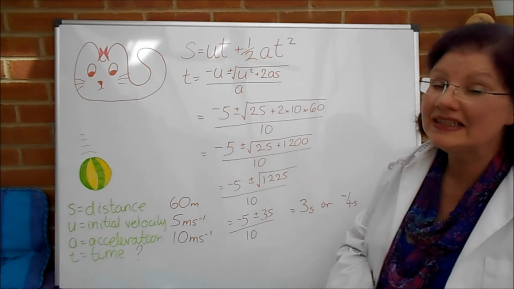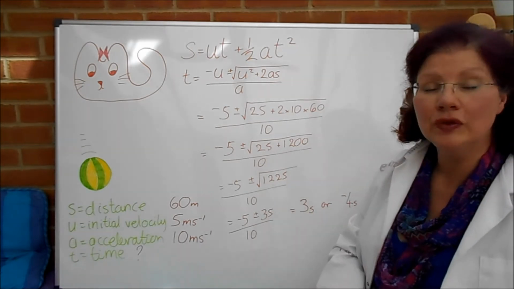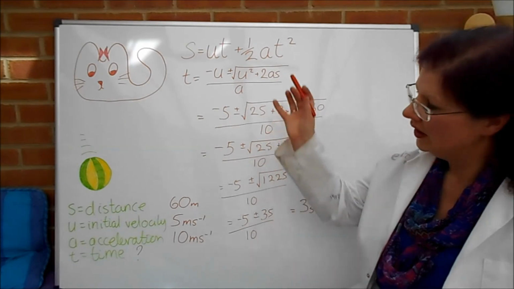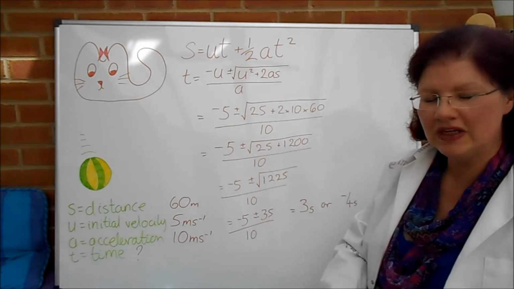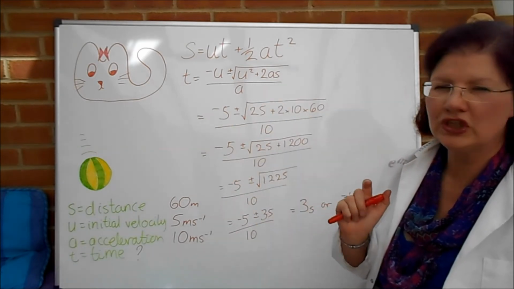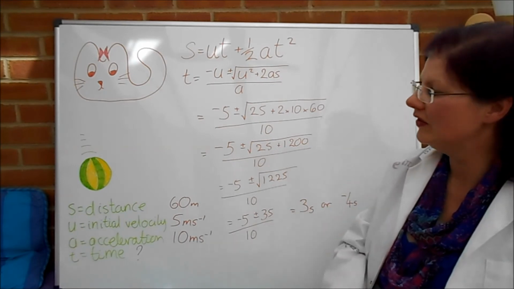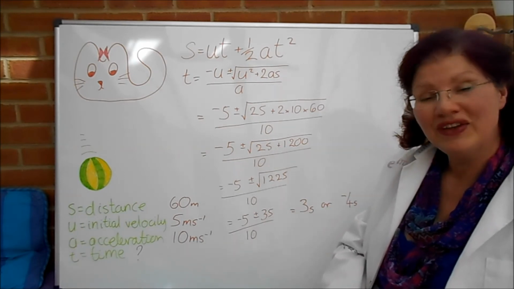Given that this one is a time question, we only use the positive answer because it's not going to have travelled 60 metres 4 seconds before she threw it. That's not the answer we need for this one here. So there we go, the answer of 3 seconds.